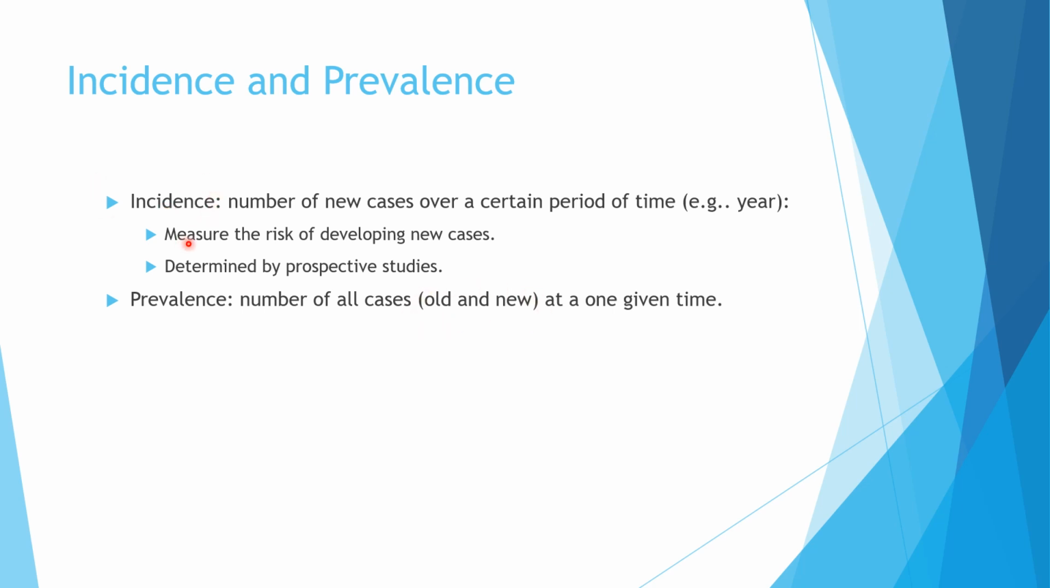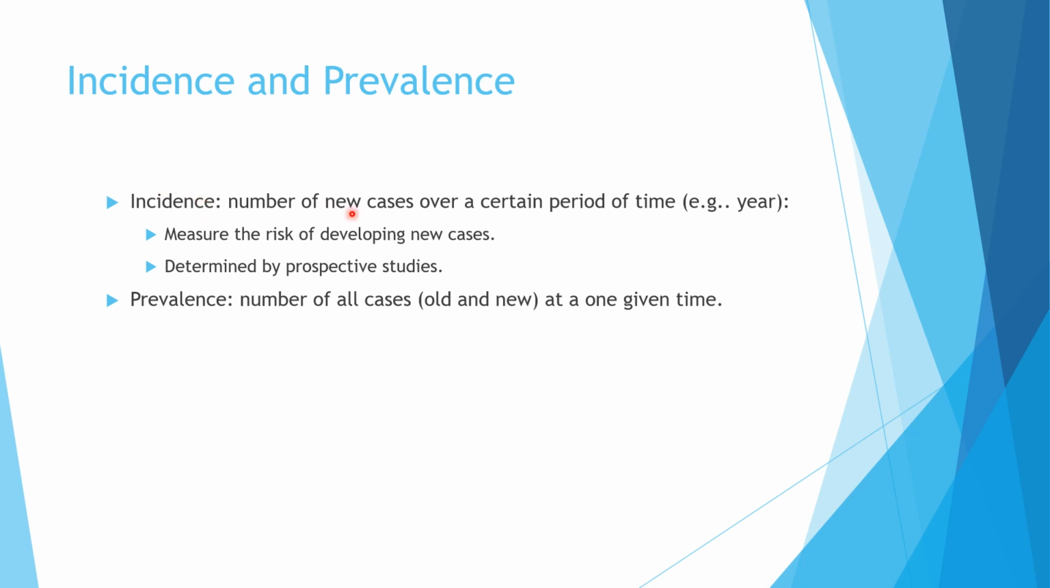The incidence is different. The incidence measures the number of new cases over a certain period of time. For example, it can be 1 year, 1 month, or a decade. Usually it is a year. So if you say that the incidence of diabetes is 1 per 100 individuals per year, it means that if you have 100 individuals and follow them for 1 year, you will find one of them will develop diabetes. So you start with people that don't have the disease, follow them for a certain amount of time, and see how many new cases you get. So this is the incidence.